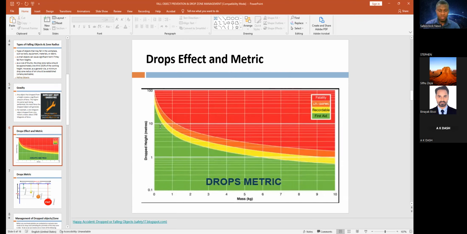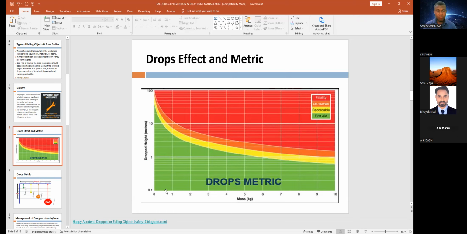Now, when you have a drop, you look at this green zone. That means when you have less than 1 meter height, with 1 kg, up to this level, the effect is, we are talking about a first aid case. But the higher the height and the higher the kilogram of the object that falls, you get to a level of reportable accidents or incidents, and there is also a lost time injury and there is fatality.